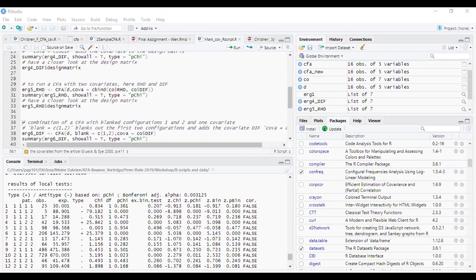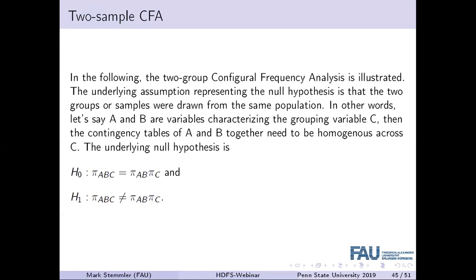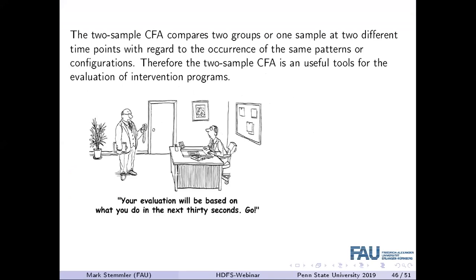Okay, so I move on to the last version of CFA. And then there's only the summary left. This is called two-sample CFA. This is basically the equivalent to a t-test. Unfortunately, there's only something like a two-sample CFA. There's no three- and four-sample CFA yet. Maybe you can ask Jörg to program it. But two-sample CFA means that you can compare two samples in terms of patterns, and therefore you can use the two-sample CFA as a tool for doing evaluations, for instance.